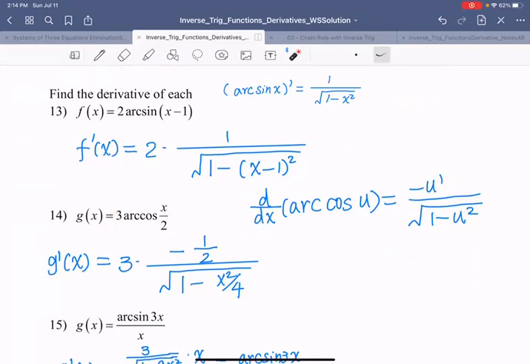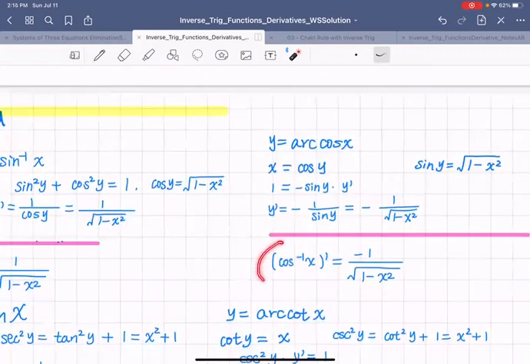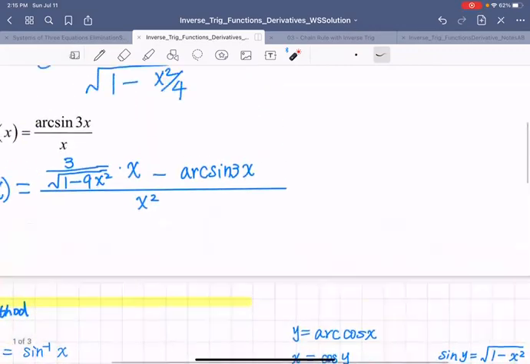So we just get the formulas over here. This is a formula. Cosine inverse x prime is -1 divided by this. What will happen if this guy is not x, if it's a u? You have to keep in mind the chain rule. If this is a u, and u is a function of x, you leave this as u, and you have a negative u prime. That's it.